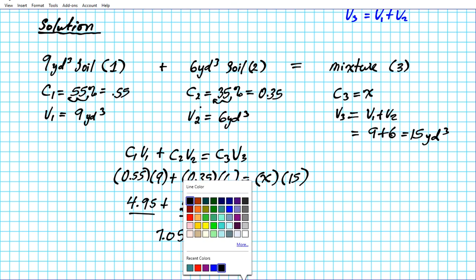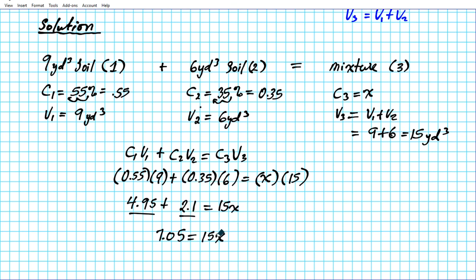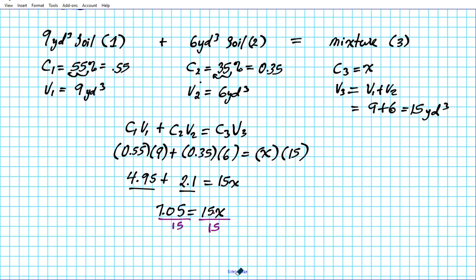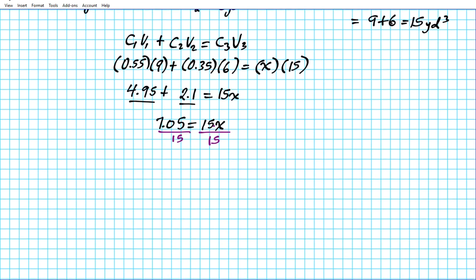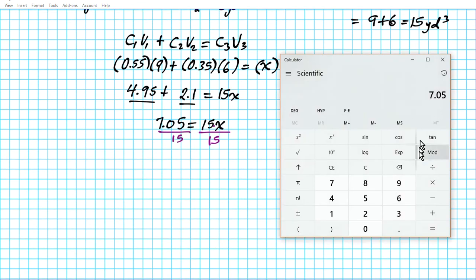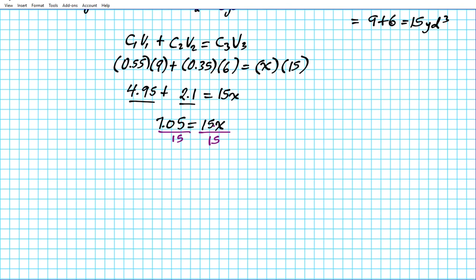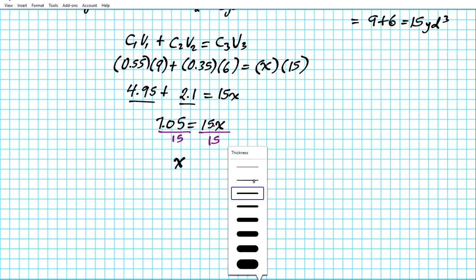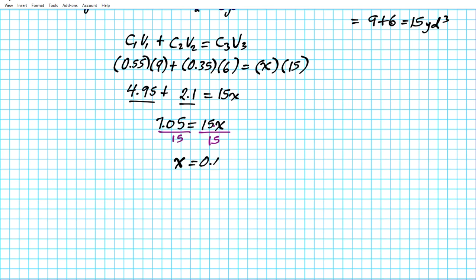And then to get x by itself, we're going to undo this multiplication relationship between 15 and x by dividing both sides by 15. We'll use our calculators to carry out this division. 7.05 divided by 15 is 0.47. So what does that tell us? It tells us that x is equal to 0.47 in decimal form.